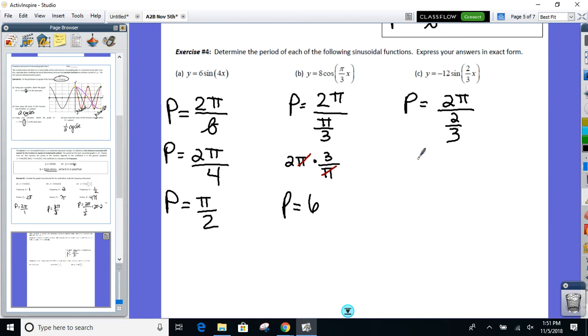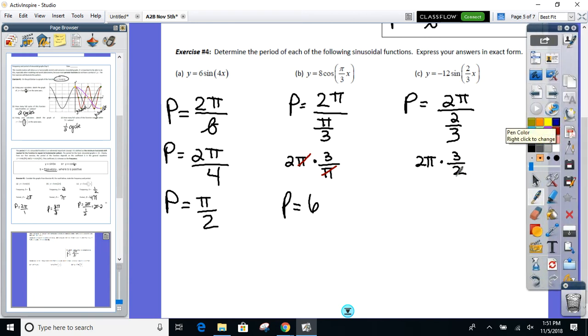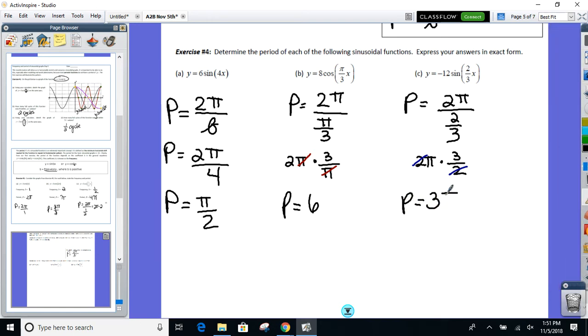Keep the 2 pi. Multiply it by 3/2. And what am I getting rid of here? 2's. So the period here would be 3 pi. From 0 to 3 pi, I'd see 1 sine curve.